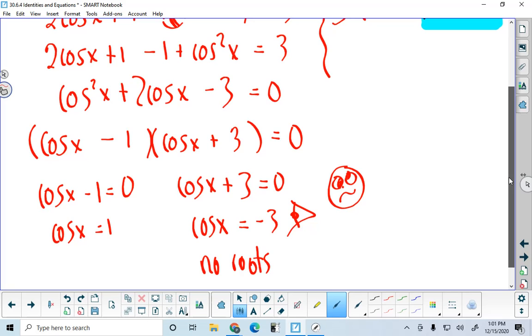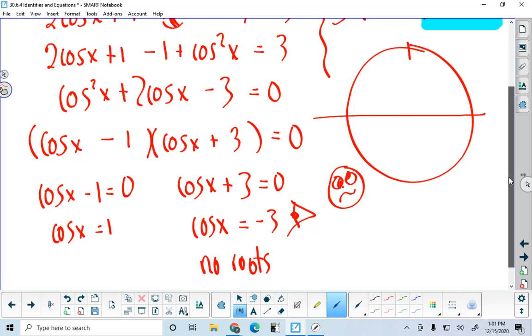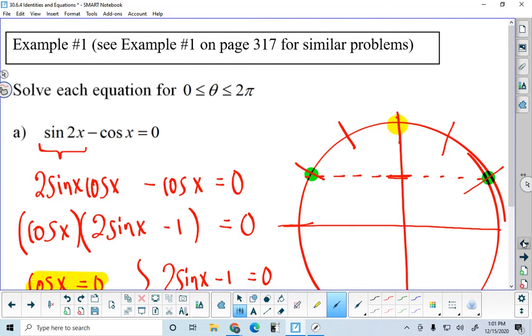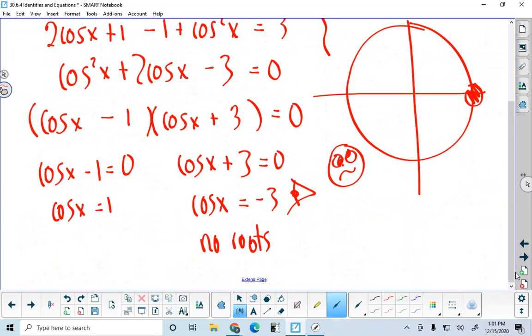And where is cosine of x equal to 1? In this location on the unit circle. Now we have to be careful here. The domain was 0 to 2 pi, and it includes 0 because there's an equals to component, and it includes 2 pi, which means our solutions to this equation would be x equals 0 and 2 pi. Does anybody have any questions with example B?